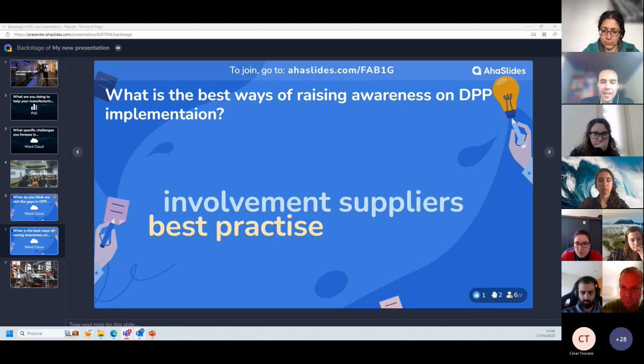Okay, so we already have some answers. So from the voting system, we have involvement of suppliers. Yes. So the other way around, not upstream pressure, but downstream pressure. So if the suppliers can provide already, if we raise awareness on them to provide more information that allows DPP implementation, that would be a good start.